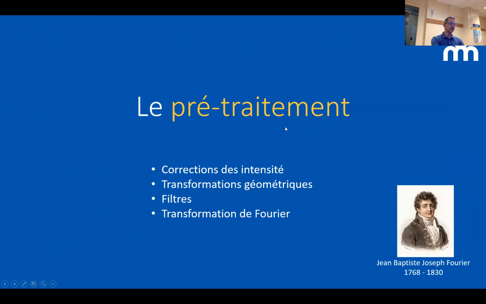So for the pre-processing, there are different types of pre-processing you can do. The first one is correcting intensities. This actually modifies the values of your data. The second one is modifying the position in X, Y or Z. The third kind of pre-processing you can do is filtering. And then there is also the Fourier transformation, which was made by this guy, Jean-Baptiste Fourier.